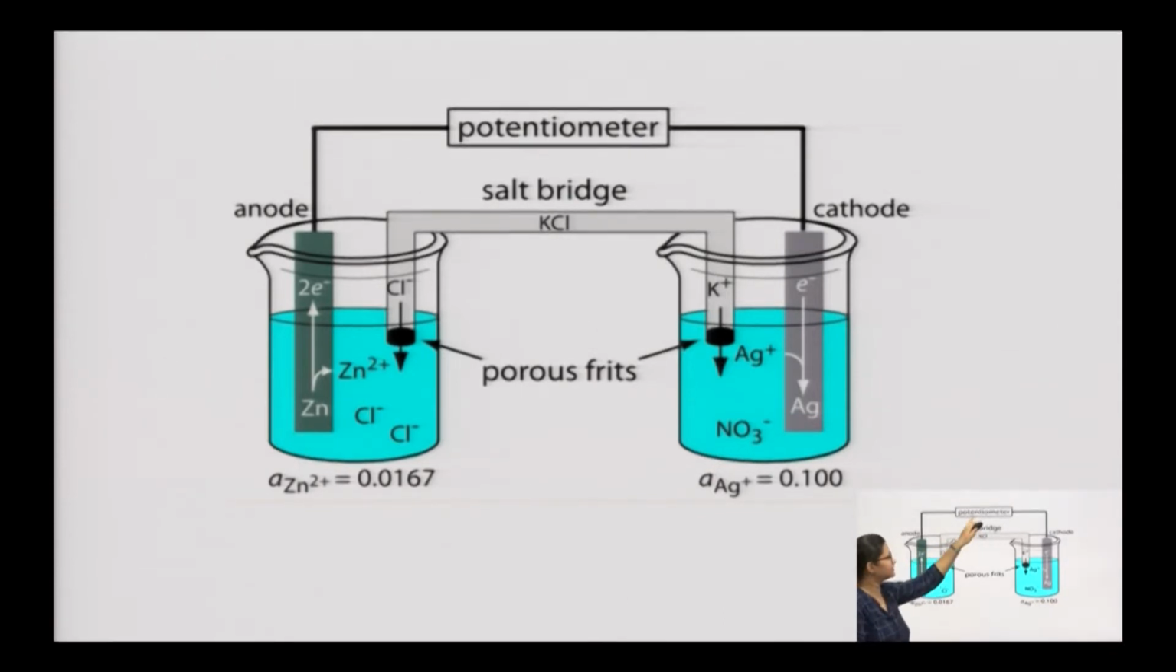This is the potentiometer, which is attached to a voltmeter to determine the voltage drop or potential drop. Then this is the anode and this is the cathode. At the anode, cations will be formed with the release of two electrons, and at the cathode, neutral silver will be formed from positive ions. Cations will be changed into neutral silver atoms.